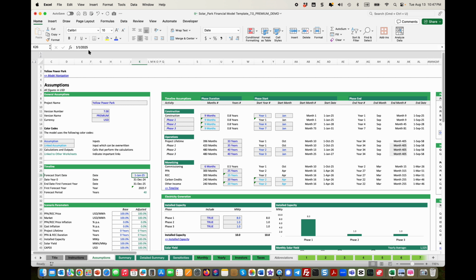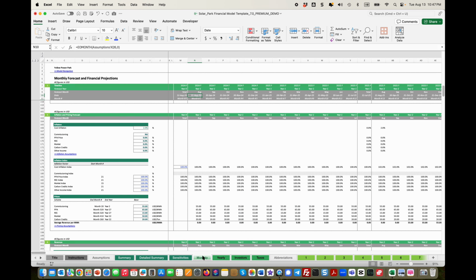So the first thing you have to do is to basically enter the date of when the forecast starts. For instance, you can set the date right away, or you can set a convenient date whenever the forecast starts.